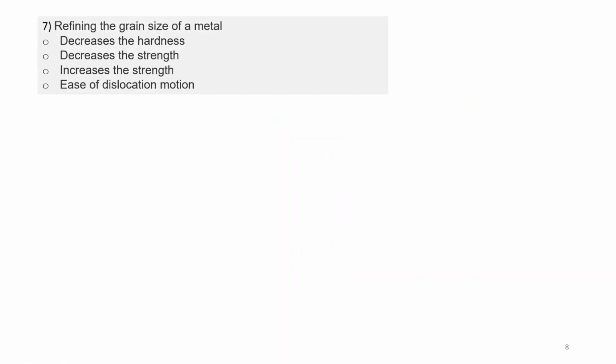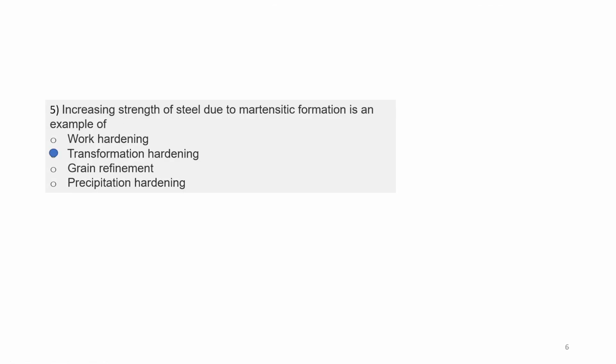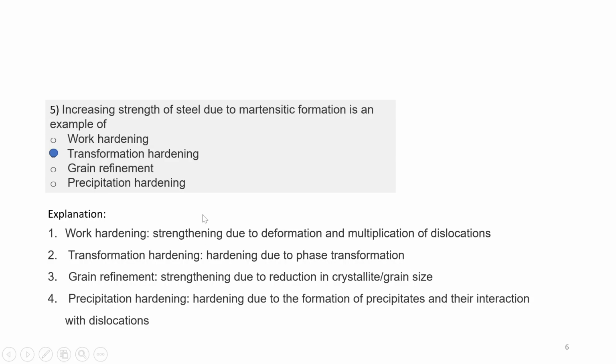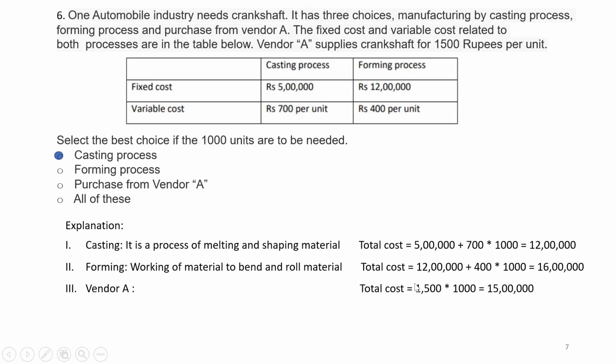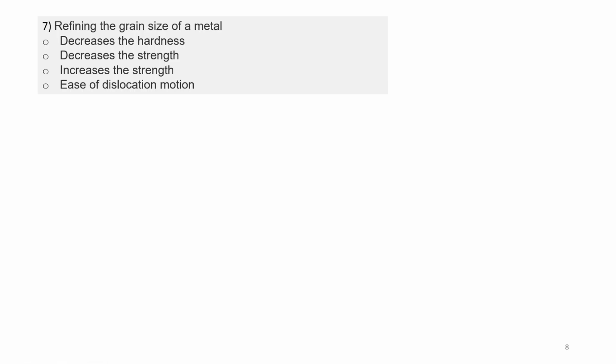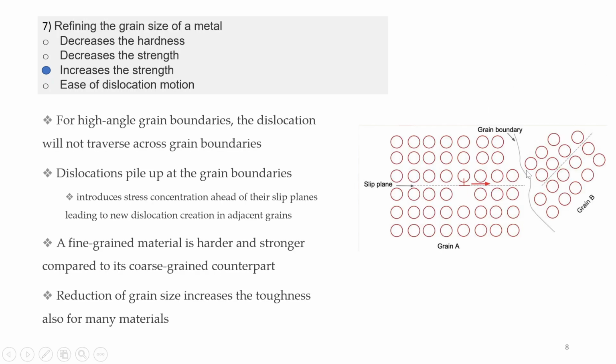Next question is: refining the grain size of a metal can either decrease the hardness, decrease the strength, increase the strength, or ease dislocation motion. Which statement will be correct? You have to find out. We just a few slides back studied that grain refinement is strengthening due to reduction in crystallite size and grain size. So here we are doing the same thing. We are refining the grain size, so it will be increasing the strength.